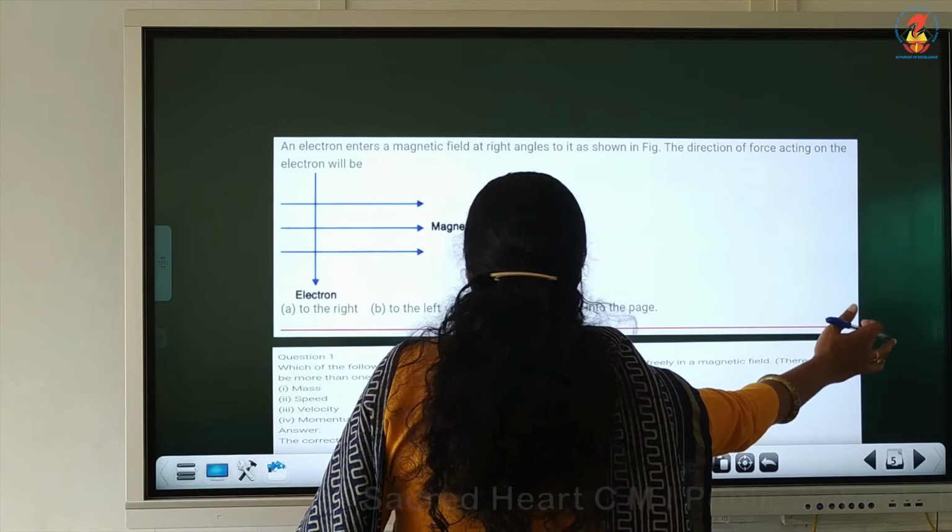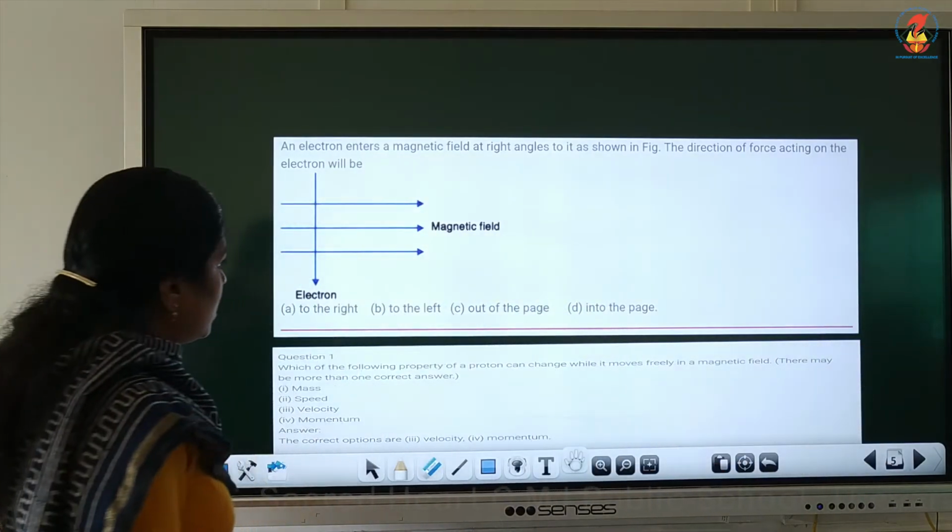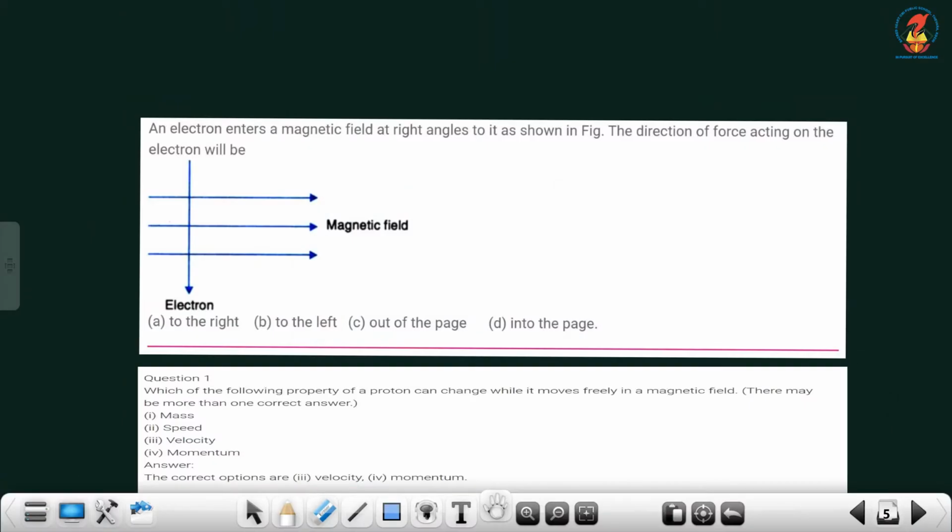This is the diagram. An electron enters a magnetic field at right angles to it, as shown in the figure. The direction of force acting on the electron will be. Okay. So, the electron is moving in this direction, downwards.